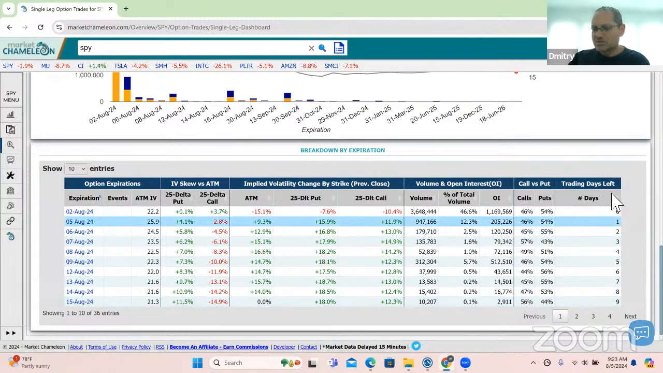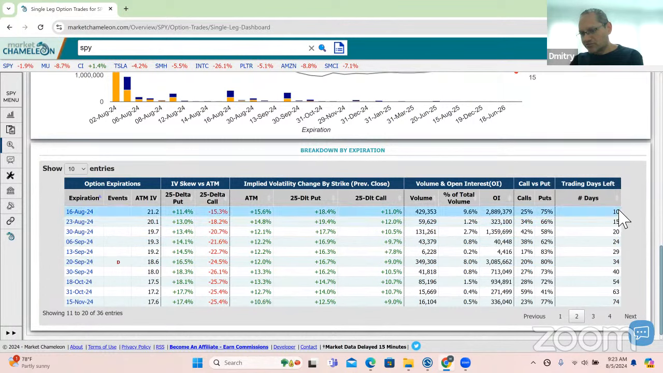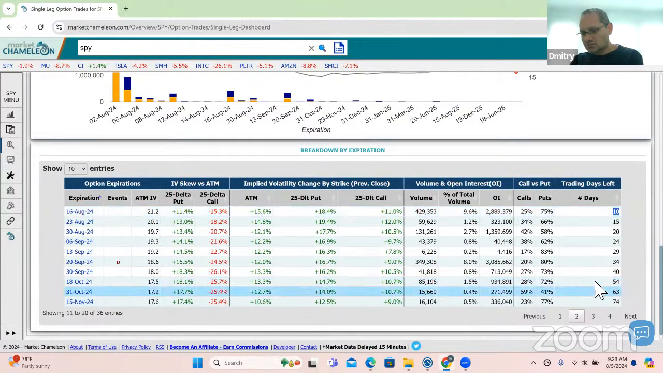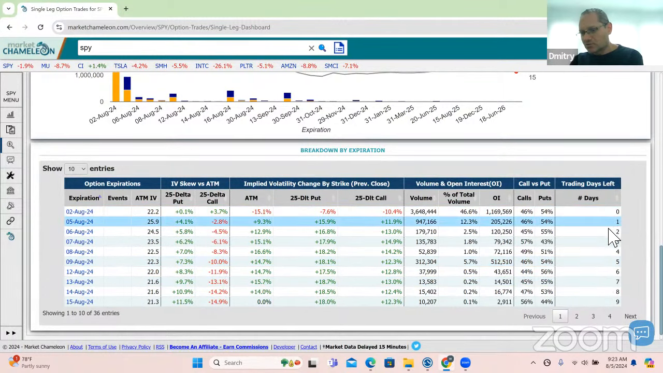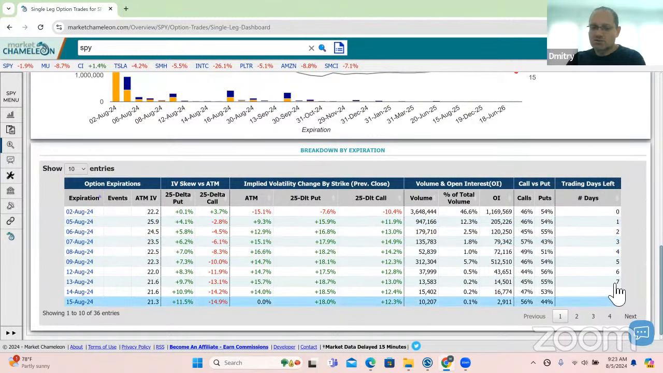So it looks like SPY is a popular ETF, popular to trade options. They have options that expire from 0 days at least to the top. Let me see. First 10 days. All right. One day to expiration, 2 days, 3 days, 4 days, 5 days. So there you go.